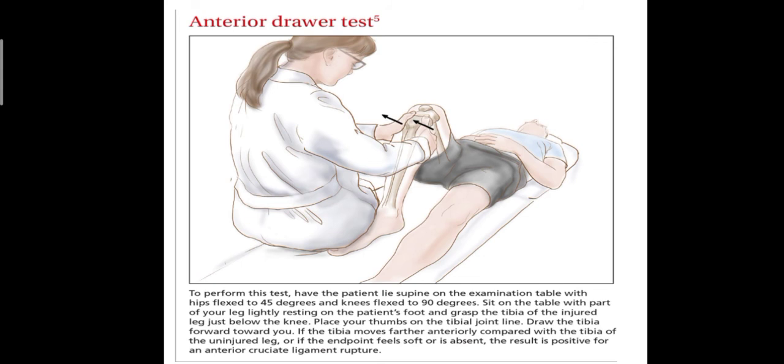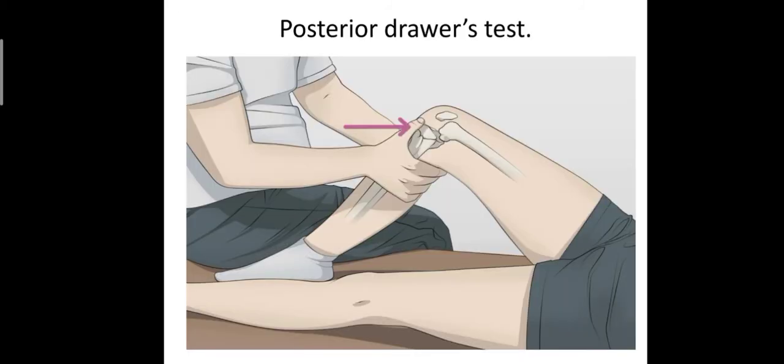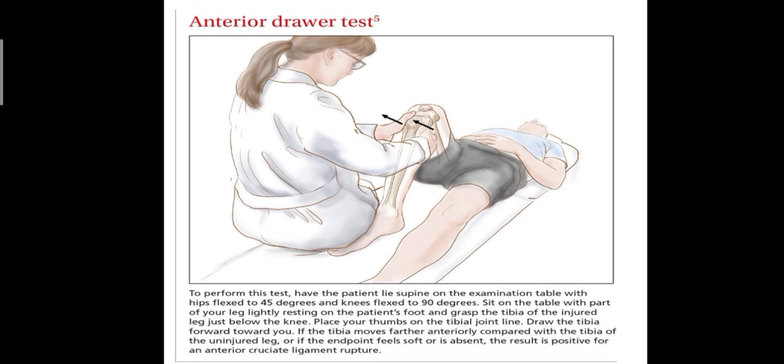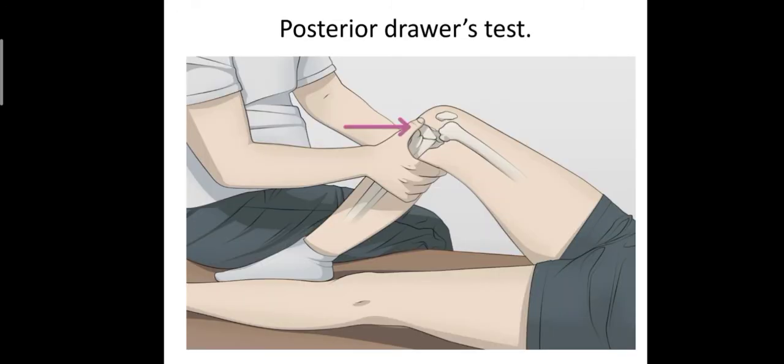Posterior drawer test. Anterior movement of the tibia on the femur. The posterior movement of the tibia on the femur should be completed, and the tibia is pushed back on the femur. The test is said to be positive if there is a large amount of posterior movement. So, we see the anterior drawer test and posterior drawer test.